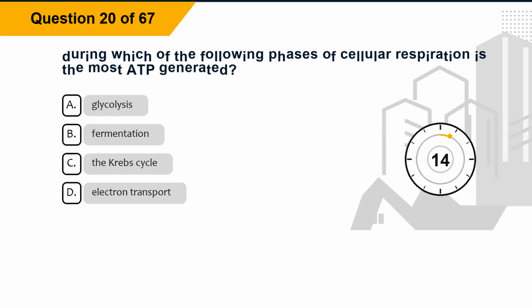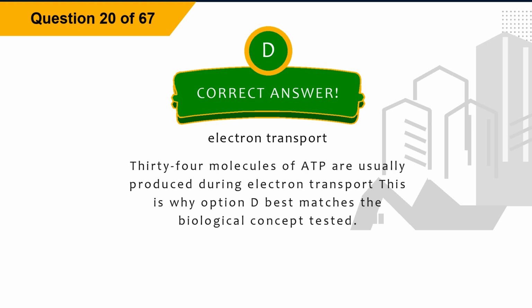Question 20. During which of the following phases of cellular respiration is the most ADP generated? Option A, glycolysis. Option B, fermentation. Option C, the Krebs cycle. Option D, electron transport. The correct answer is option D, electron transport. Explanation: 34 molecules of ATP are usually produced during electron transport. This is why option D best matches the biological concept tested.